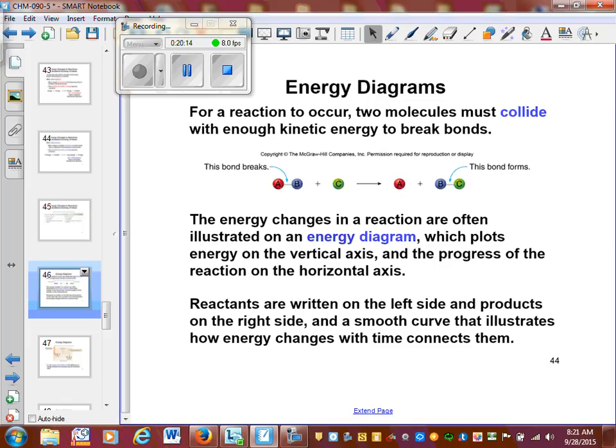So, energy diagrams. We can diagram what this looks like. Here we have a molecule AB reacting with an atom C to go to an atom A plus a molecule BC. So we're breaking an AB bond and forming a BC bond. So we can do what's called an energy diagram. Plots energy on the vertical axis and the progress of the reaction on the horizontal axis.